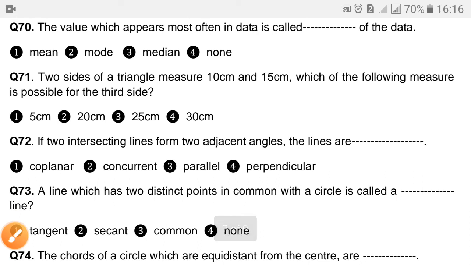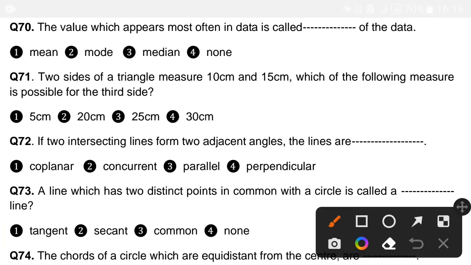Two sides of a triangle measure 10 centimeter and 15 centimeter. Which of the following measures is possible for the third side? Now we are given that two sides of a triangle are 10 centimeter and 15 centimeter. So what will be the measure of the third side? What are the possibilities for the third side?